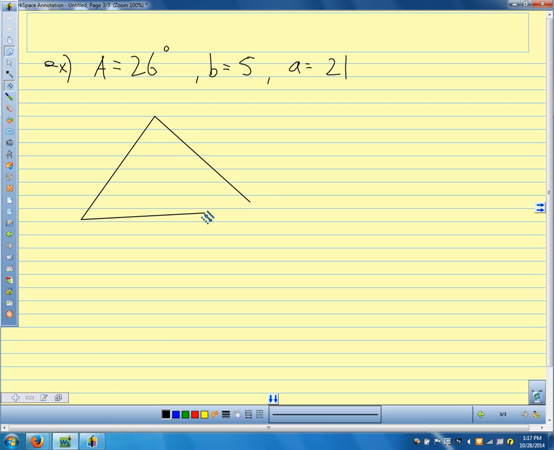And I'm not going to connect these sides because we're not 100% sure that they work. So that's 26 degrees, this is 21, and this is 5. And this would be angle B. That's how I always like to draw these. Okay, all right, so let's think about this one. A is larger than B. A is greater than B.